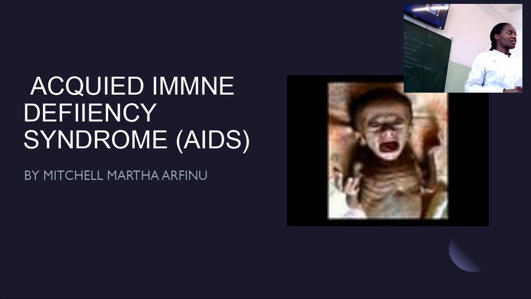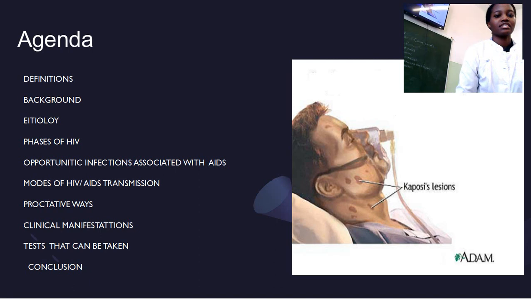Okay, so today I'll be talking about acquired immune deficiency syndrome, which is AIDS in short. Alright, so these are our agendas. We'll discuss the definitions, background, etiology, phases of HIV, opportunistic infections associated with AIDS, modes of HIV and AIDS transmission, protective ways, clinical manifestations, tests that can be taken as well, and the conclusion.